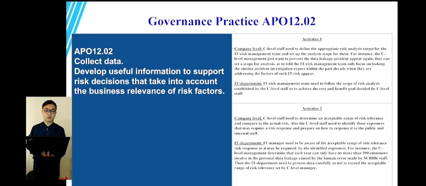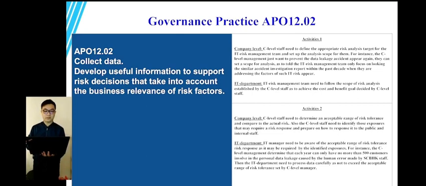Now, we come to APO 12.02. It requires to collect data and develop useful information to support risk decisions that take into account the business relevance of risk factors. There are three activities inside it.